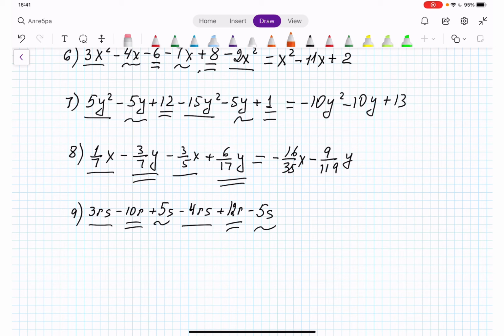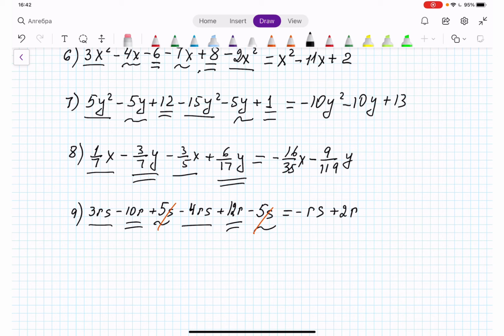Let's start with canceling 5S, because plus 5S minus 5S is going to be 0, right? So next, 3RS, negative 4RS is going to be negative 1RS or negative RS. Negative 10R plus 12R, it's going to be plus 2R.